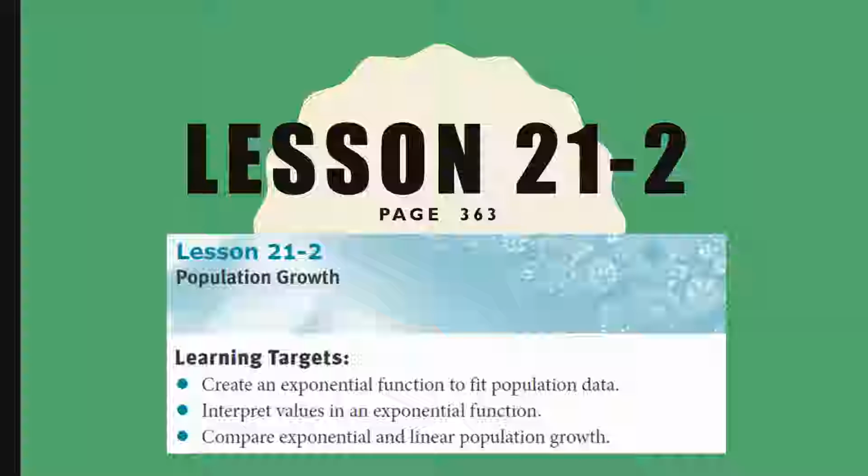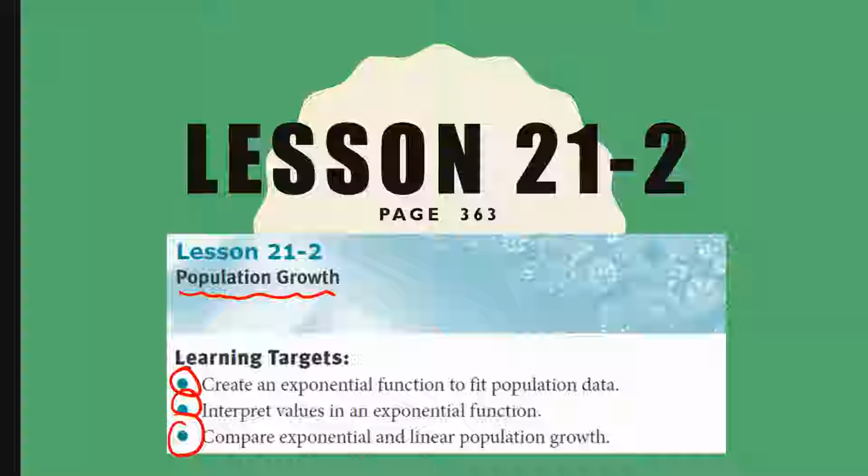We will be starting here on page 363 in your book, and we've got a couple goals today. We're studying population growth, so how that's different from your compound interest functions, just little intricacies that are a little bit different. So we're going to create functions to fit population data, interpret values in those functions, and compare exponential and linear population growth. As always, comparing exponential and linear and seeing some similarities and differences.